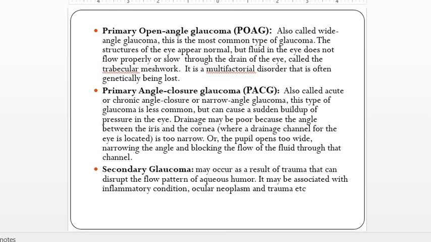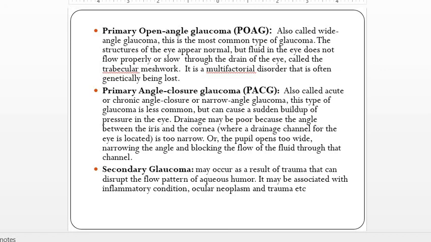It is also called wide angle glaucoma. This is the most common type of glaucoma. The structure of the eye appears normal. So this is the basic characteristic. The structure of the eye appears normal, but fluid in the eye does not flow properly or flows slowly through the drain of the eye called the trabecular meshwork. It is a multifactorial disorder that is often genetically inherited. So in primary open angle glaucoma, the structure of the eye remains normal, but the fluid does not flow properly through the trabecular meshwork.